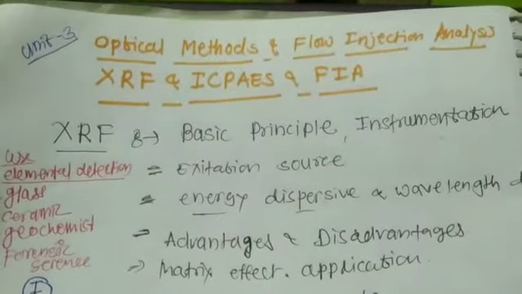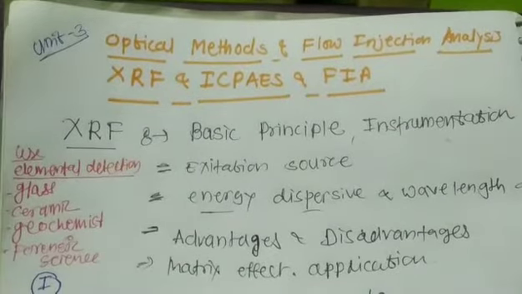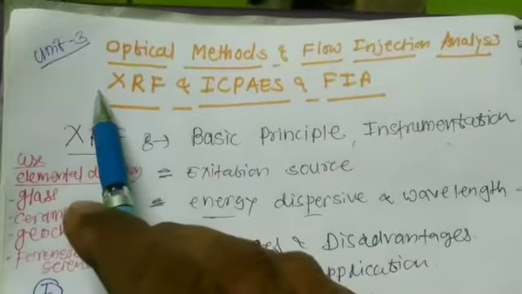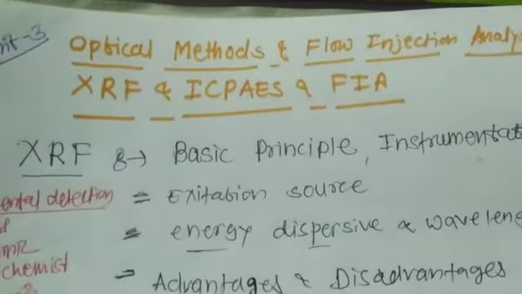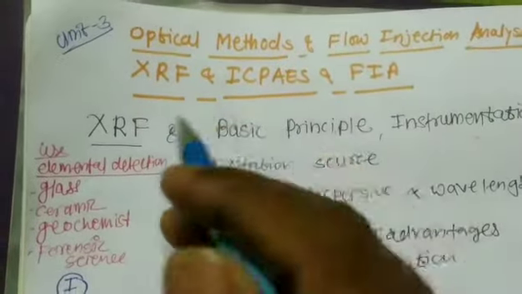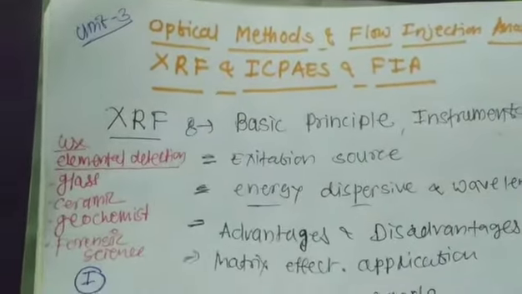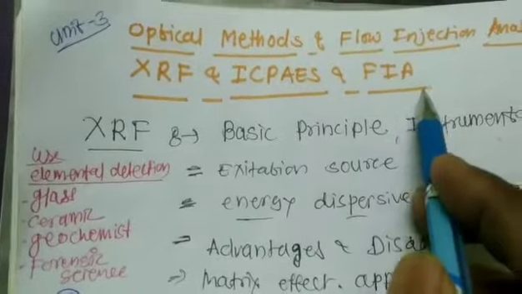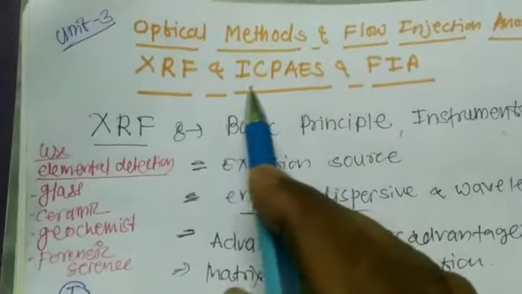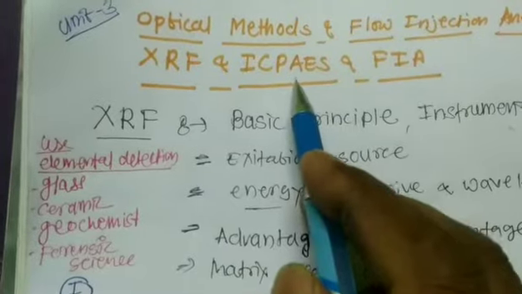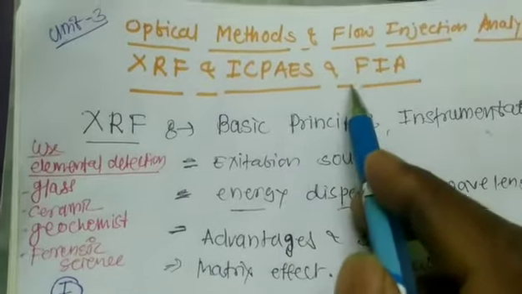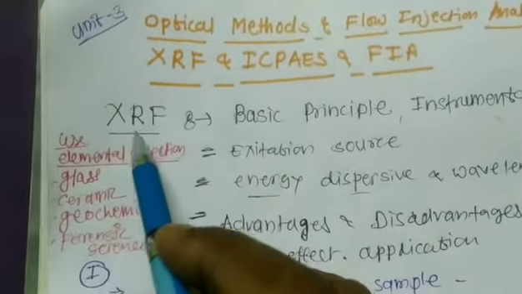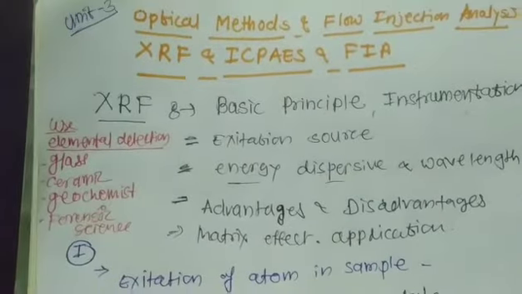So we'll start your unit three, that is the optical methods and flow injection analysis. In this unit, we see three different techniques. First, XRF, second ICP-AES, and third FIA. X-ray fluorescence, inductively coupled plasma atomic emission spectroscopy, and flow injection analysis. So today's lecture we will see X-ray fluorescence.